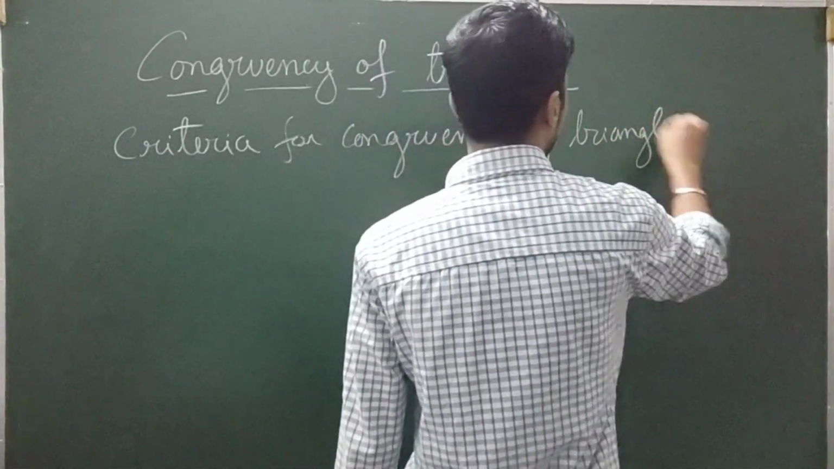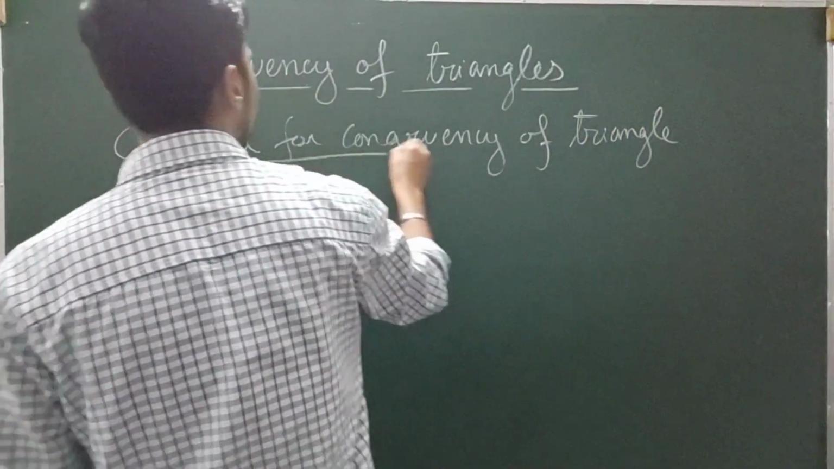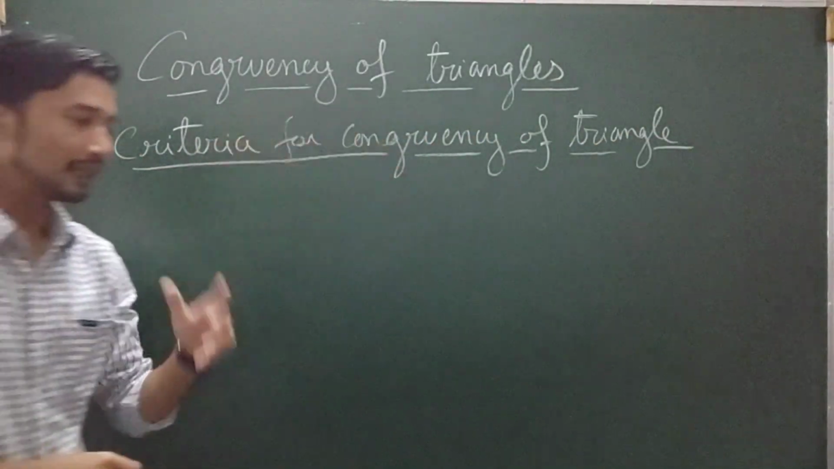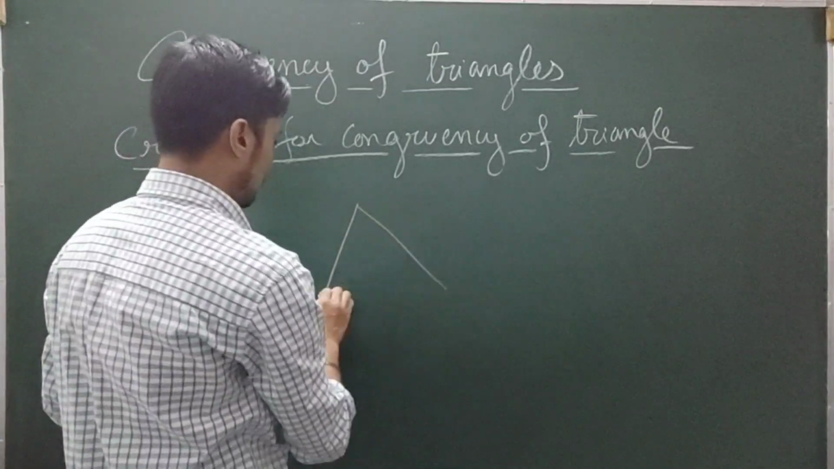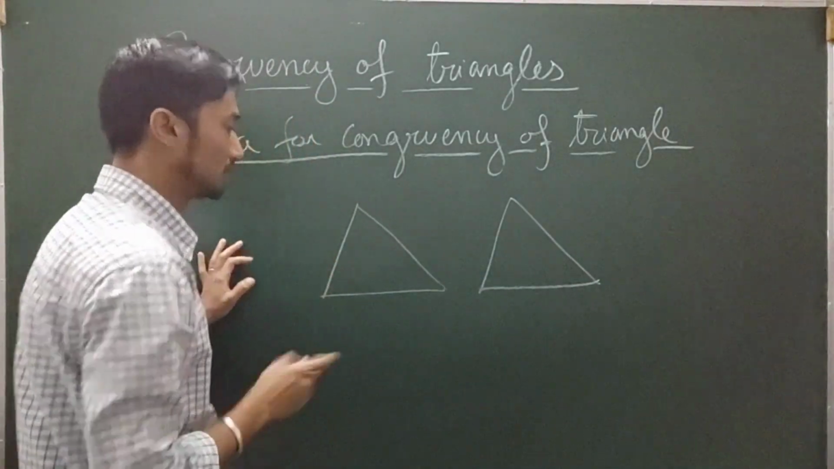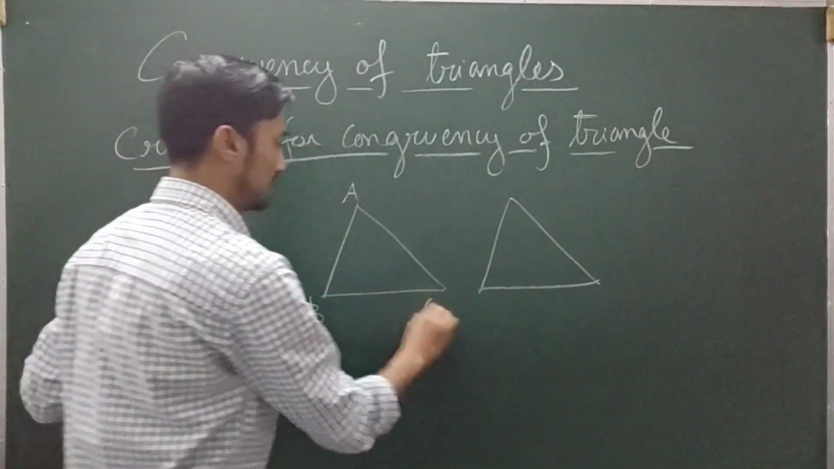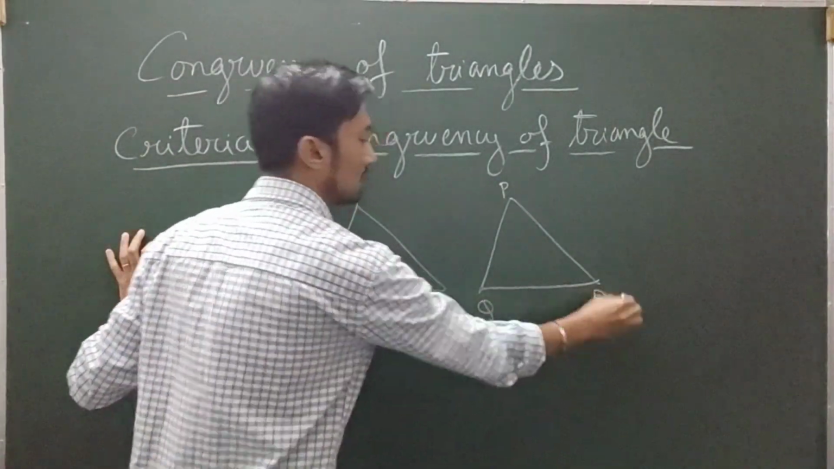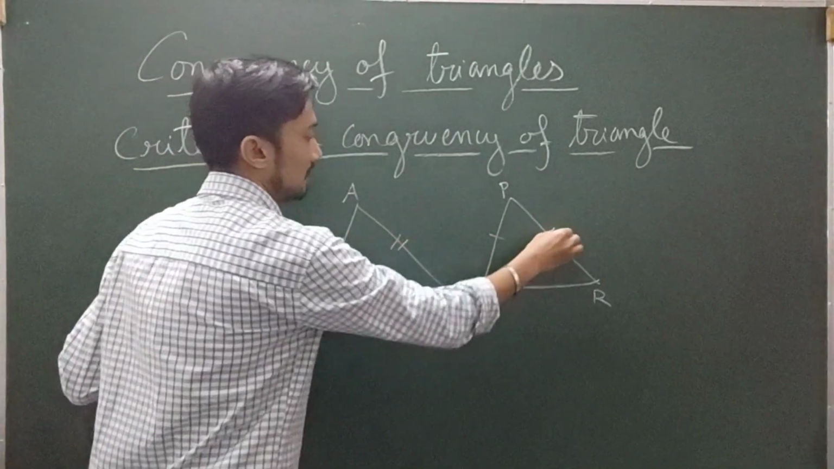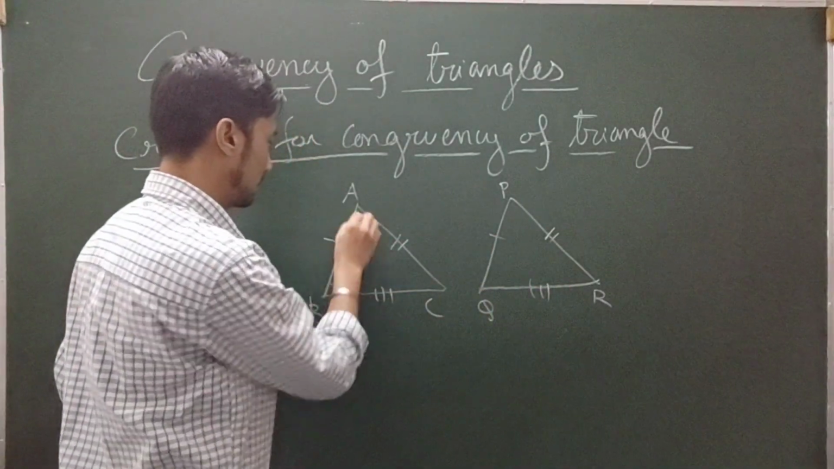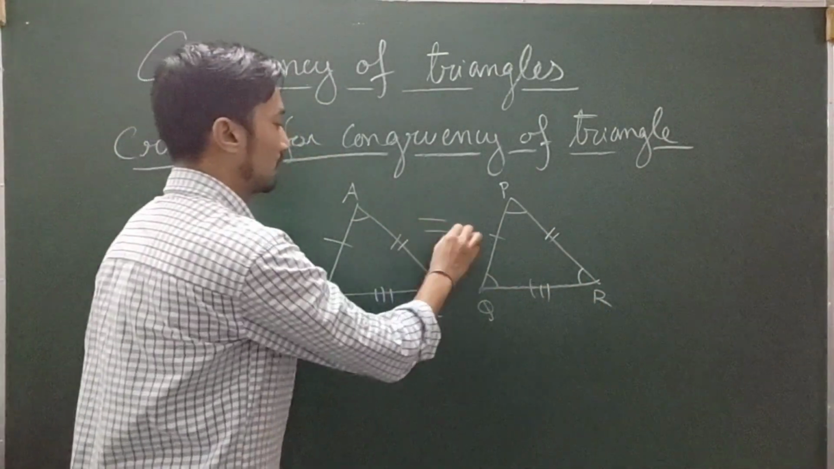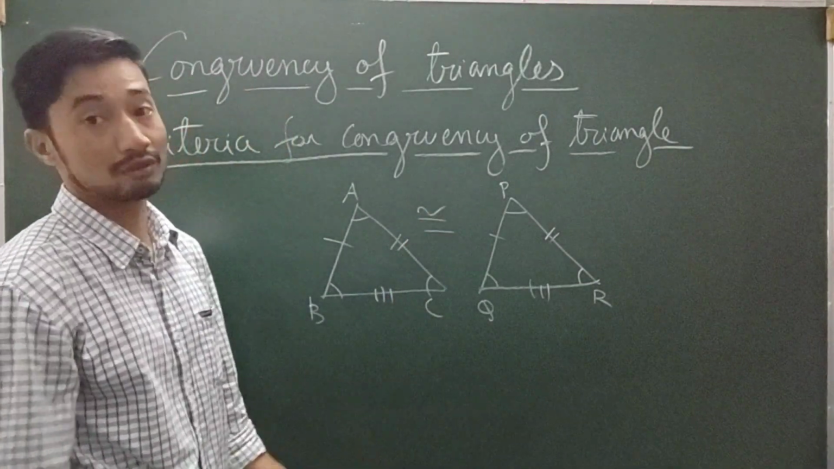Now, why do we need this criteria for congruency of triangles? See, if I give you 2 triangles, ABC and PQR, and say prove that they are congruent, then I will have to prove that all the 3 sides are the same and all the 3 corresponding angles are also the same. Then the 2 triangles are congruent. That's what congruency means.